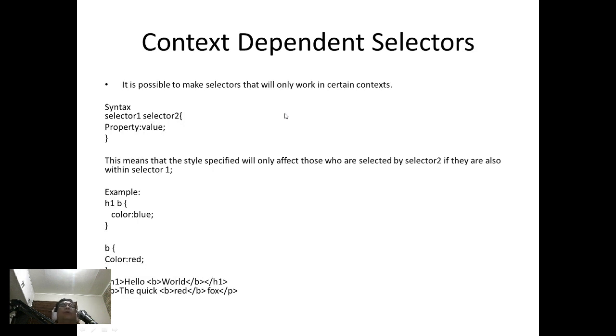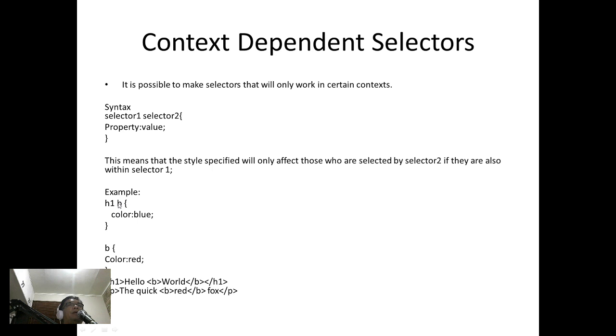Then we also have what we call the context dependent selector. It is possible to make selectors that will only work in certain contexts. Usually the syntax for this is selector 1, selector 2, but you notice we don't have a comma that separates the two selectors. Then we have property value. This means that the style specified will only affect those selected by selector 2 if they are also within selector 1. If that's not clear, I will give you an example.